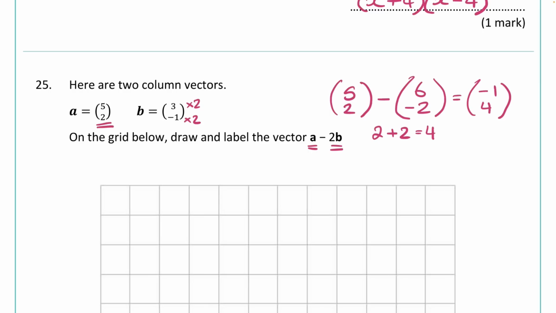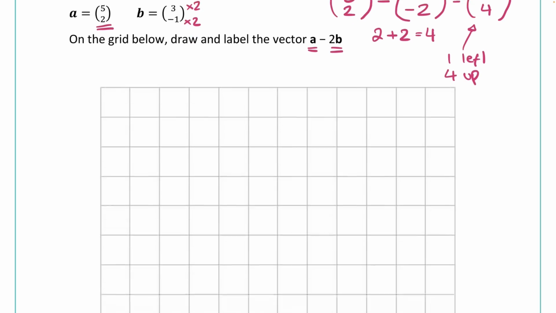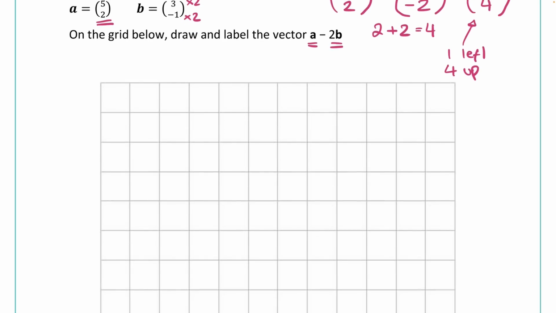So that vector there represents a movement. On the top it represents left and right. So minus 1 is 1 to the left. And 4 on the bottom is up and down, and that's 4 up. So I just need to draw a line which does the movement, 1 left and 4 up.